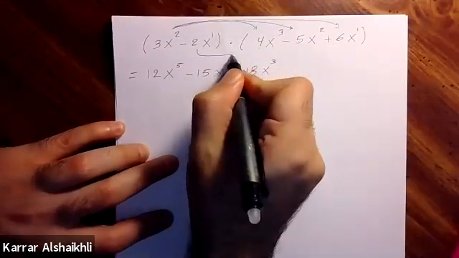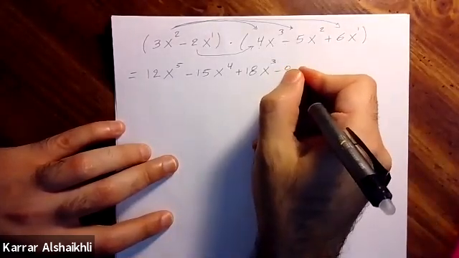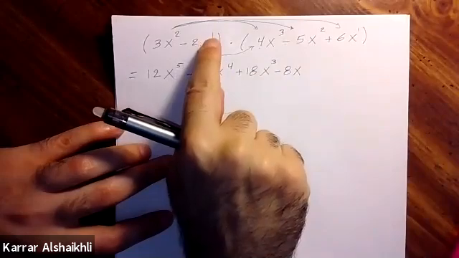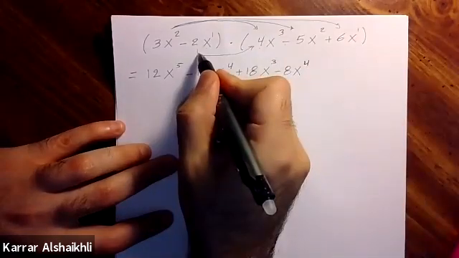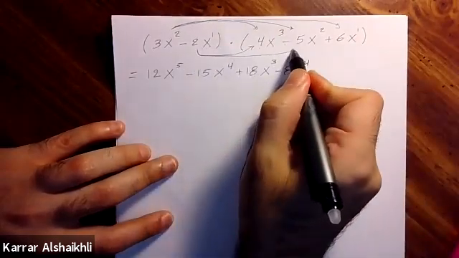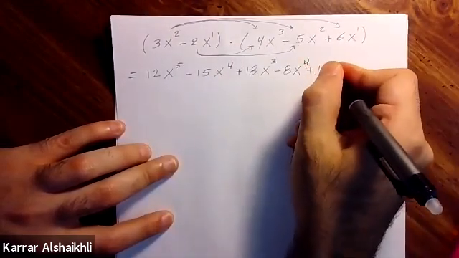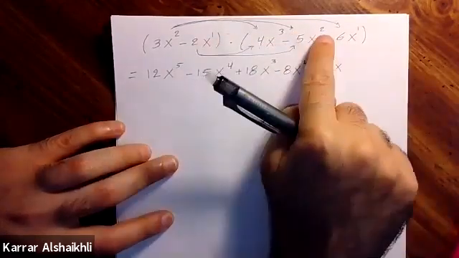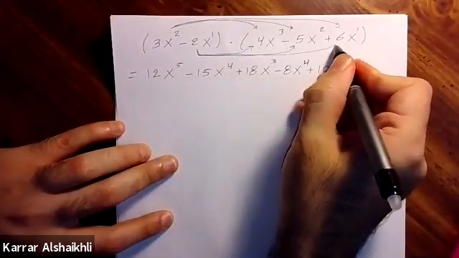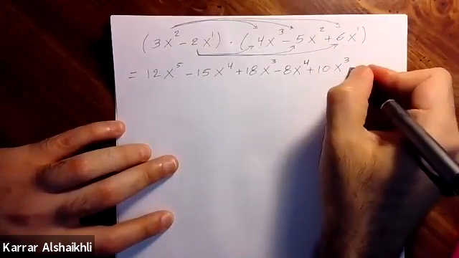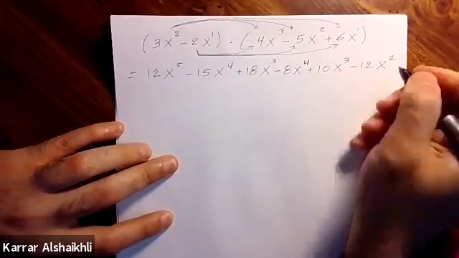Let's start with the second one. This one times this one. Negative 2 times 4 is going to be negative 8. Here's the x, add the exponents. 1 plus 3 is going to be 4. The second one times the second one. Negative 2 times negative 5 is going to be positive 10. X, 1 plus 2 is going to be 3. Negative 2 times the third one, negative 2 times 6 is going to be negative 12. 1 plus 1 is going to be x squared.